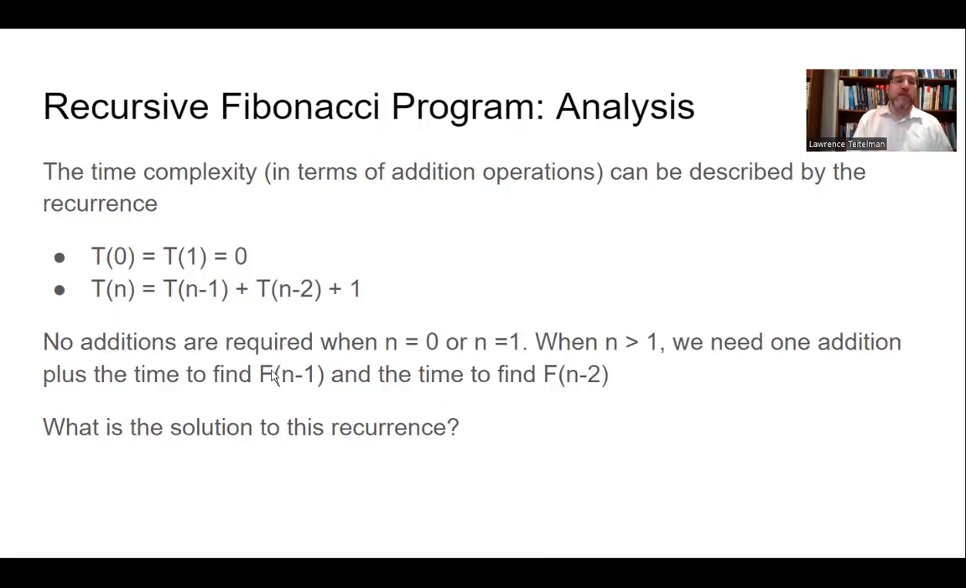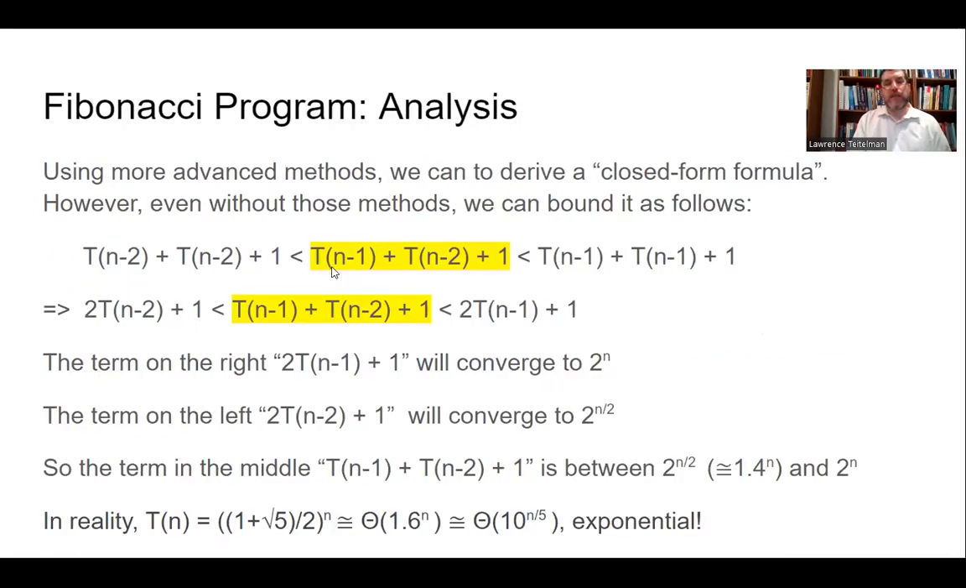Okay, so we have a recurrence equation. Anyone know how to solve that? Probably not. That's not so easy to solve. But what we can do is bound it. So we can say as follows: T of n minus 1 plus T of n minus 2 is less than T of n minus 1 plus T of n minus 1. Why is that true?